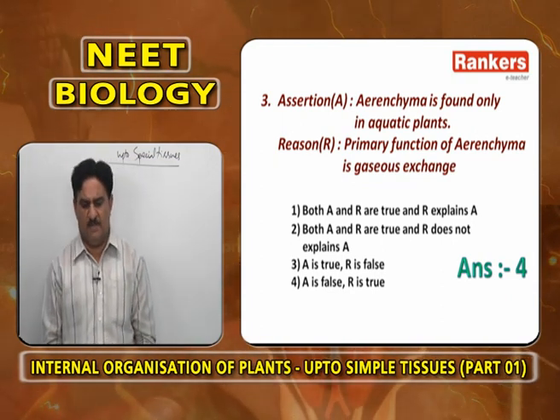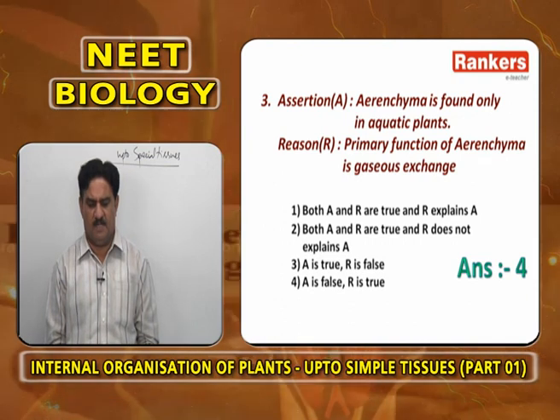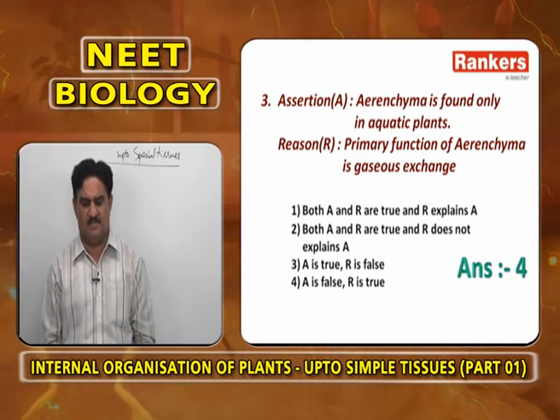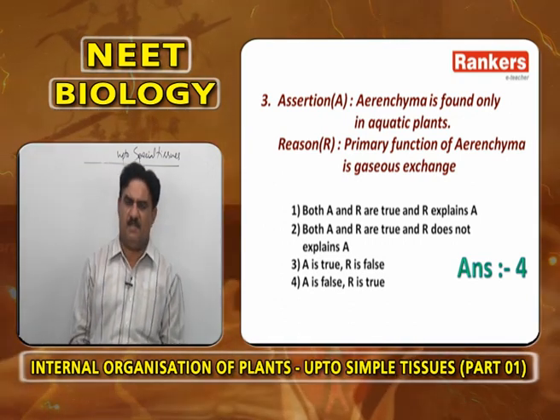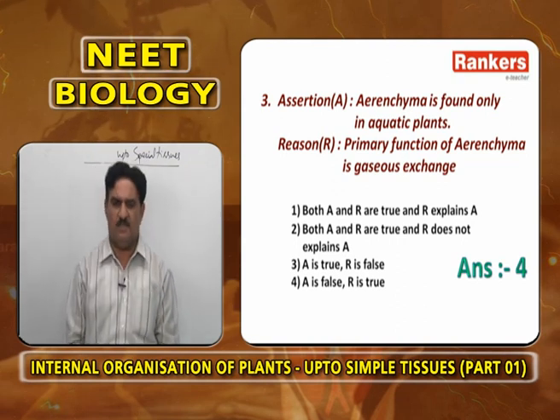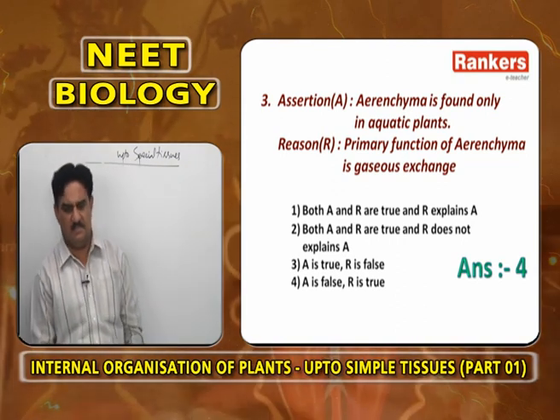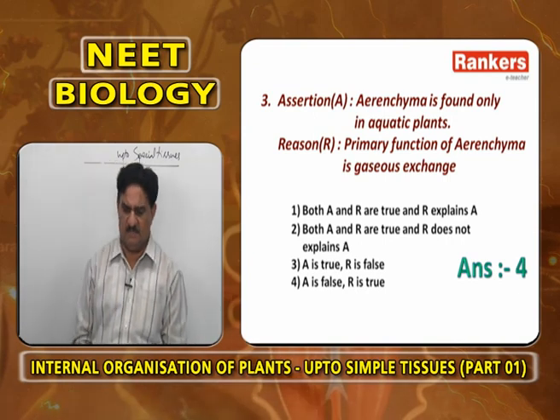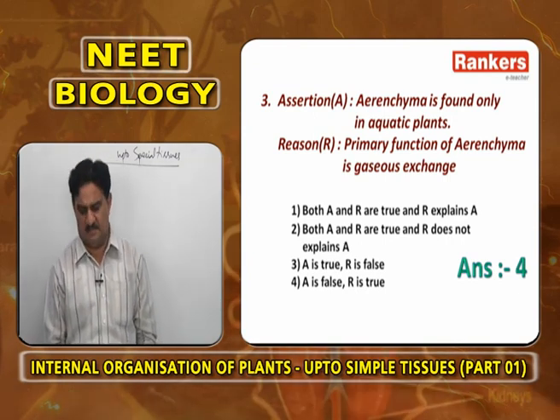So, Musa and some other plants may contain aerenchyma. So, aerenchyma is found only in aquatic plants is wrong. But the primary function of aerenchyma is gaseous exchange is correct. So, A is false, R is true. 4 is the answer.